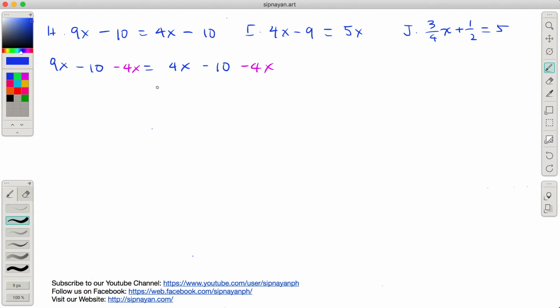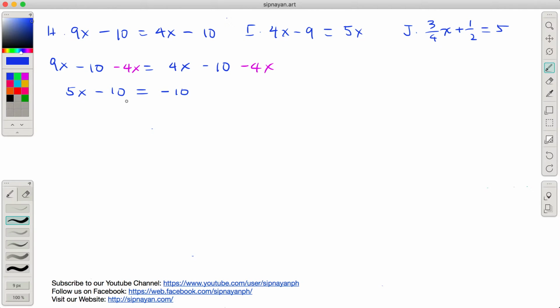So, 9x minus 4x is just 5x. Tapos meron tayong minus 10. And then 4x minus 4x is 0. So, minus 10 na lang natira sa kanan or negative 10. Next, we have 5x minus 10 equals negative 10.